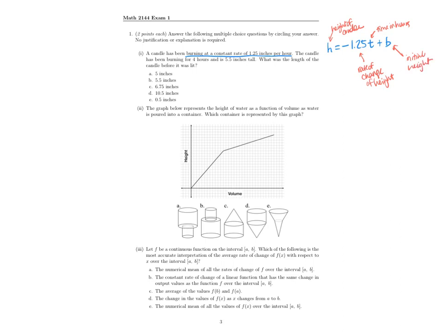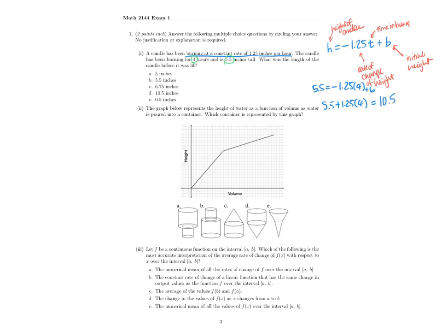And so if I plug in the values that I'm given, that after 4 hours it's 5.5 inches tall, I can plug that in. 5.5 equals negative 1.25 times 4 plus B. I can solve for my initial value. So 5.5 plus 1.25 times 4 gives me 10.5 inches, which makes sense.